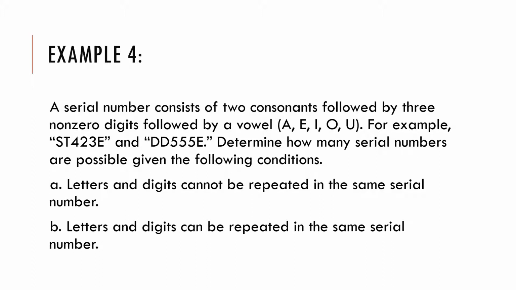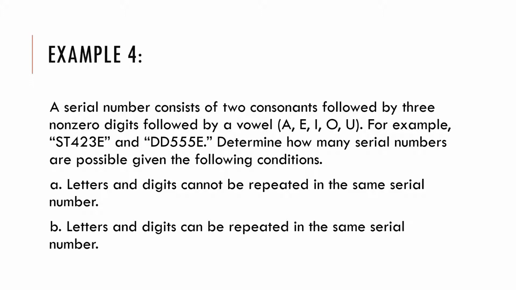It says a serial number consists of 2 consonants followed by 3 non-zero digits followed by a vowel: A, E, I, O, or U. So they're not considering Y a vowel here. For example, here are some possible serial numbers: ST423E. You see it's 2 consonants followed by 3 non-zero digits followed by a vowel. Or you could also have the serial number DD555E.